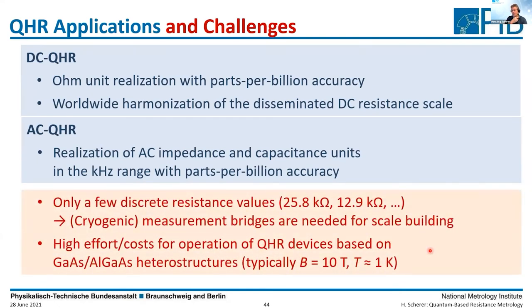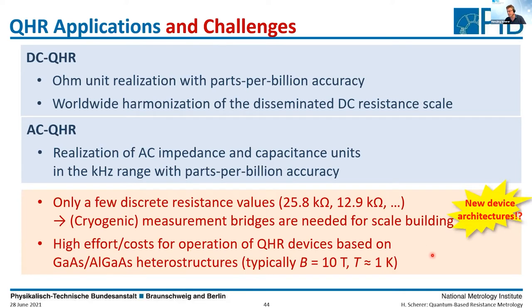The downside is that we only have a few discrete values given by the quantum Hall effect, like the i equals one or i equals two plateau. This means we need these measurement bridges, as I just explained, to build the resistance scale over many decades. And usually, operating quantum Hall devices based on gallium arsenide heterostructures requires quite large fields like 10 Tesla and quite low temperatures like 1 Kelvin, which means quite an effort, and is also costly. So not everybody can operate these quantum Hall effect devices, for instance, in a calibration lab in industry.